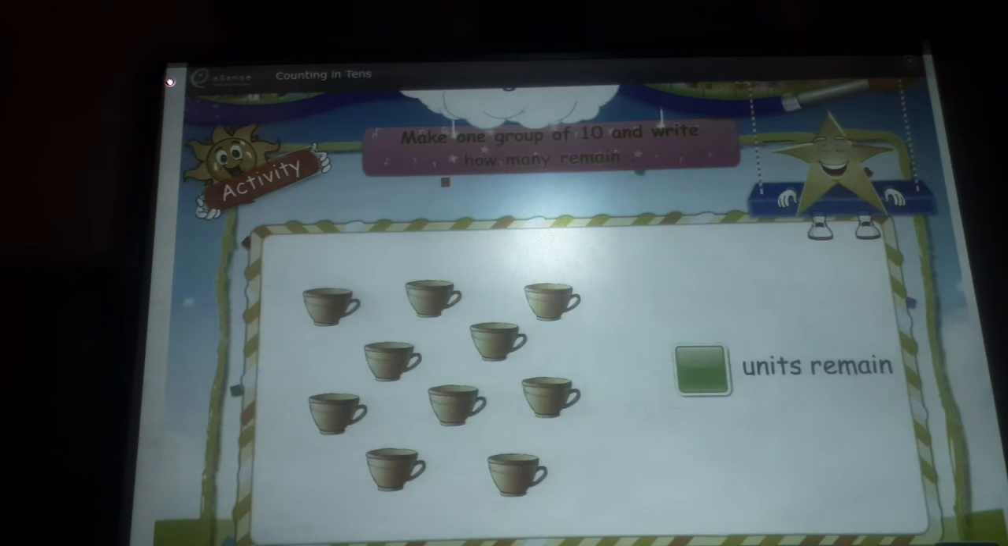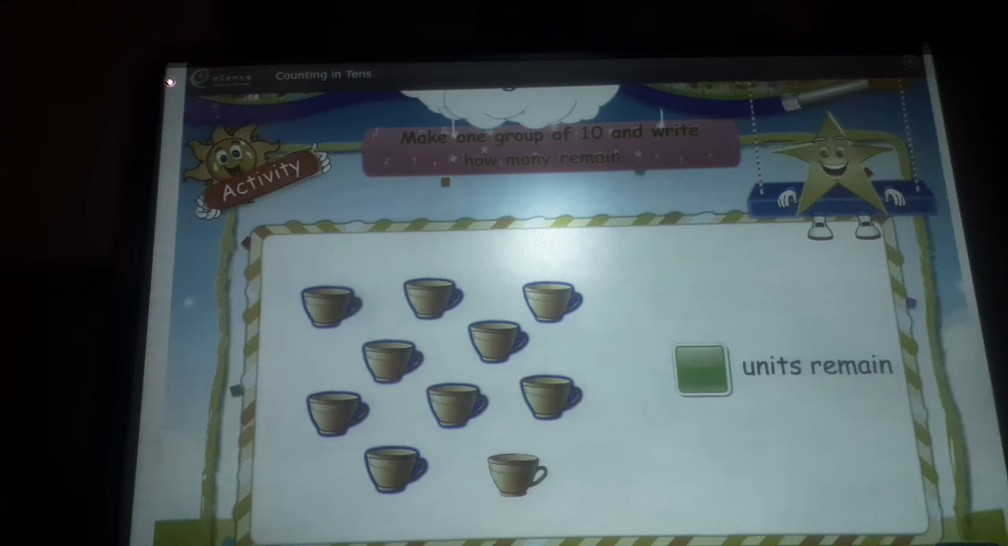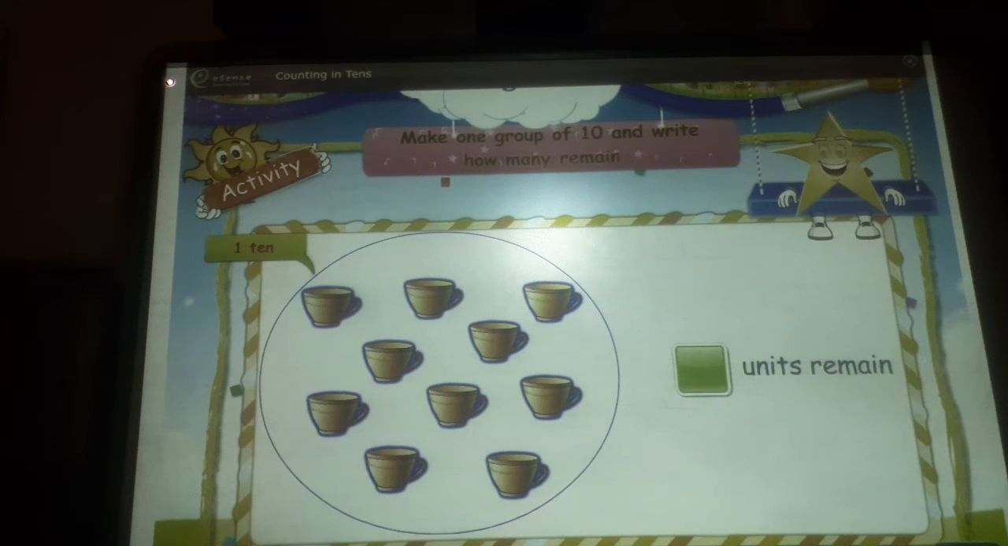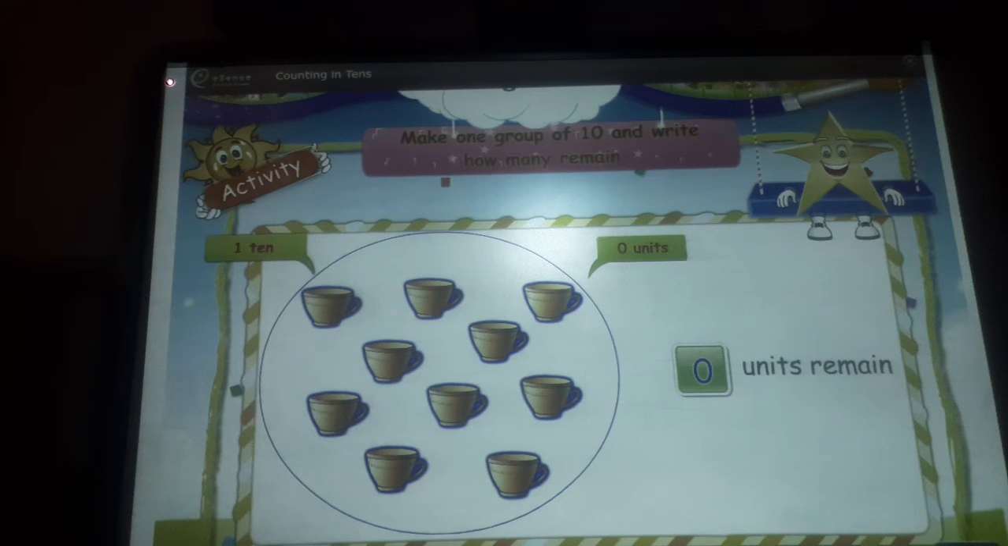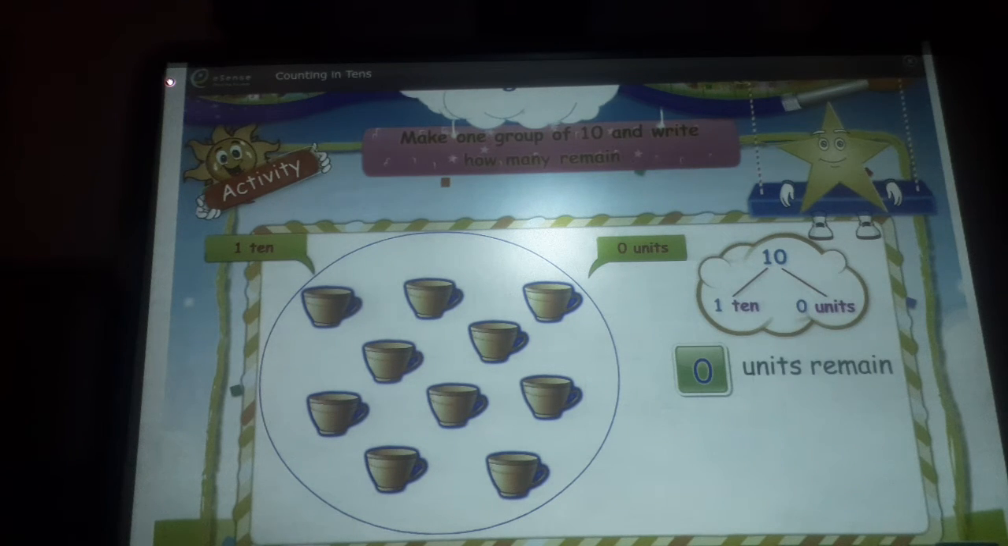Next, Study, is a group of cups. Let us count the cups and form a group of 10. 1, 2, 3, 4, 5, 6, 7, 8, 9, 10. This is 1 ten of cups. How many units left over? Oh, nothing is left. Do you remember? Nothing is left means 0 is left. So, 0 units remain here. Keep in mind that 10 means 1 ten and 0 units.